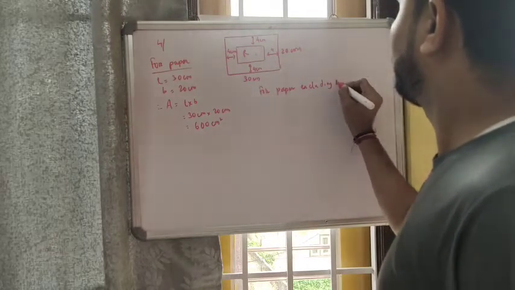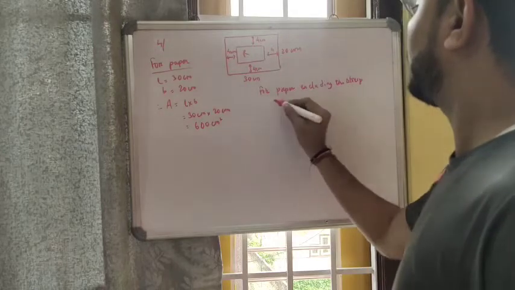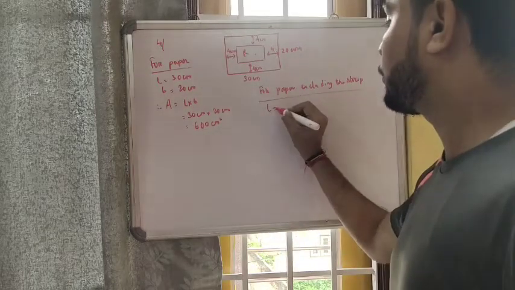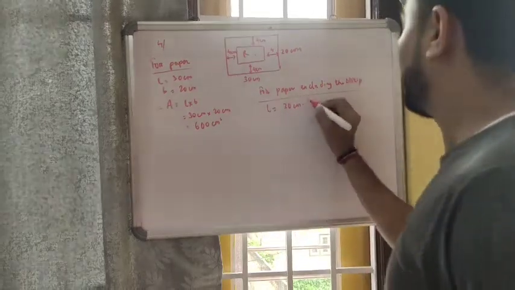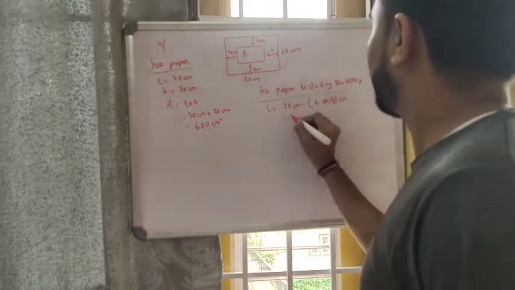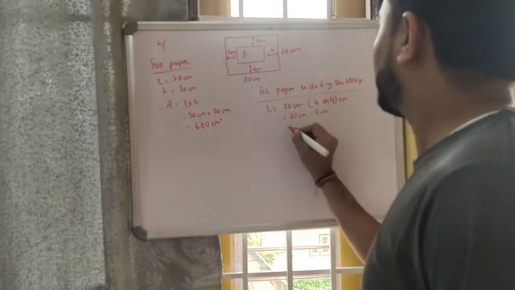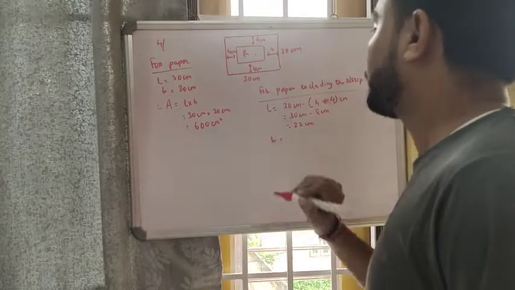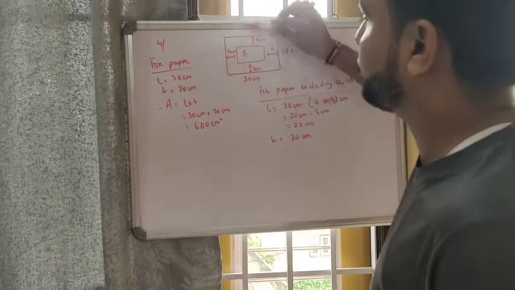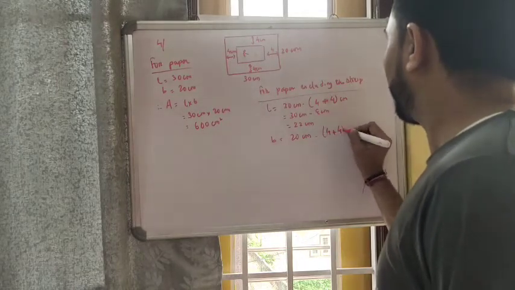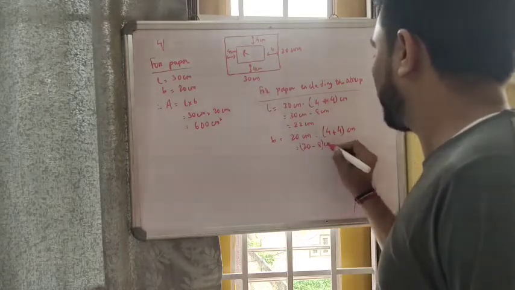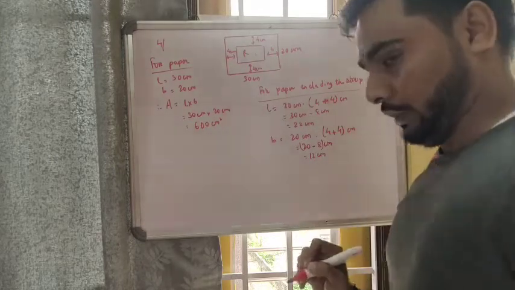So for paper excluding the strip, 4 cm will go from one side and 4 cm from the other side, so length will be 30 cm minus 4 plus 4 cm, which will be equal to 30 cm minus 8 cm, that is 22 cm. Same will be breadth, total from 20 cm this 4 you are going to reduce and this 4 you are going to reduce. So minus 4 plus 4 cm, which gives you 20 minus 8 cm, which is equal to 12 cm.